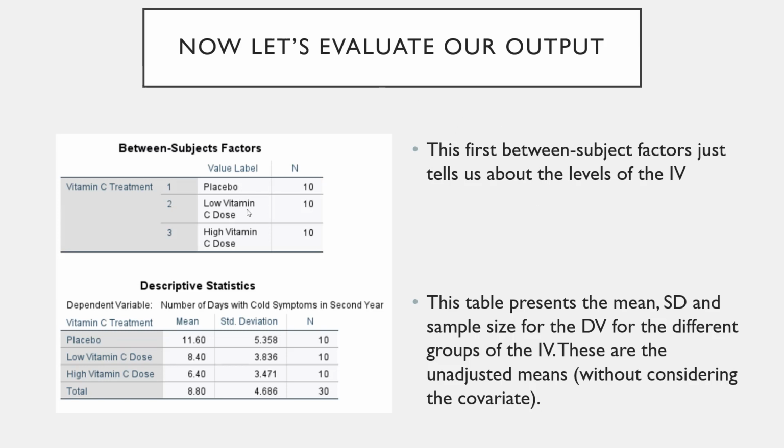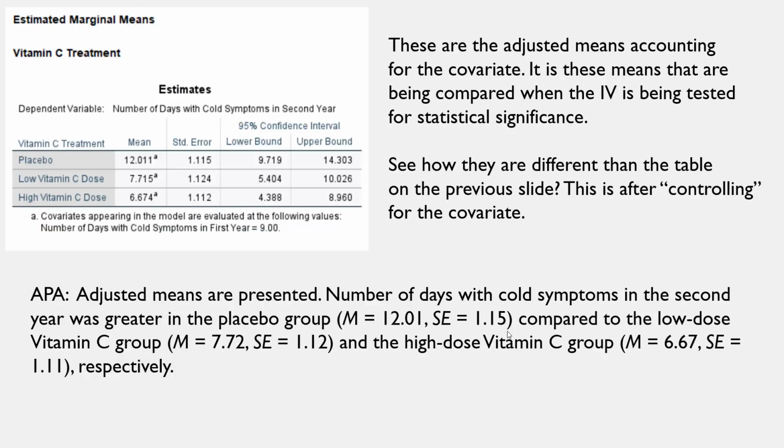This Between-Subjects Factors table just tells us about the levels of our independent variable. This table presents the means, standard deviations, and sample size of the DV for each group of the grouping variable. We have the placebo, which has the highest number of days with cold symptoms, then the low dose of vitamin C and then the high dose of vitamin C. And these are just descriptives, unadjusted means without considering the covariate.